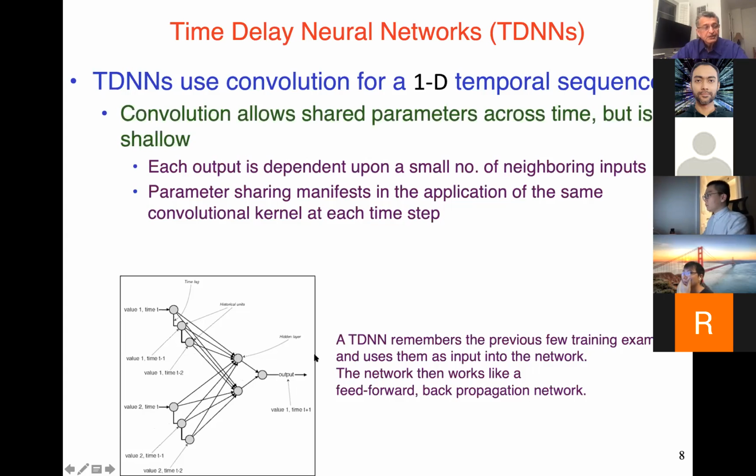That's a way of handling time sequence, except for how much of a look back you need. So a TDNN, or a time delay neural network, remembers the previous few training examples and uses them as input into the network. So you can think of them as previous examples, or if it's a time sequence, I suppose each of them would be a time frame. And so we are presenting the time frame now. The network then works like a feed forward back propagation network. So this would be no different from a feed forward type of network, and we are processing these data in the same way.